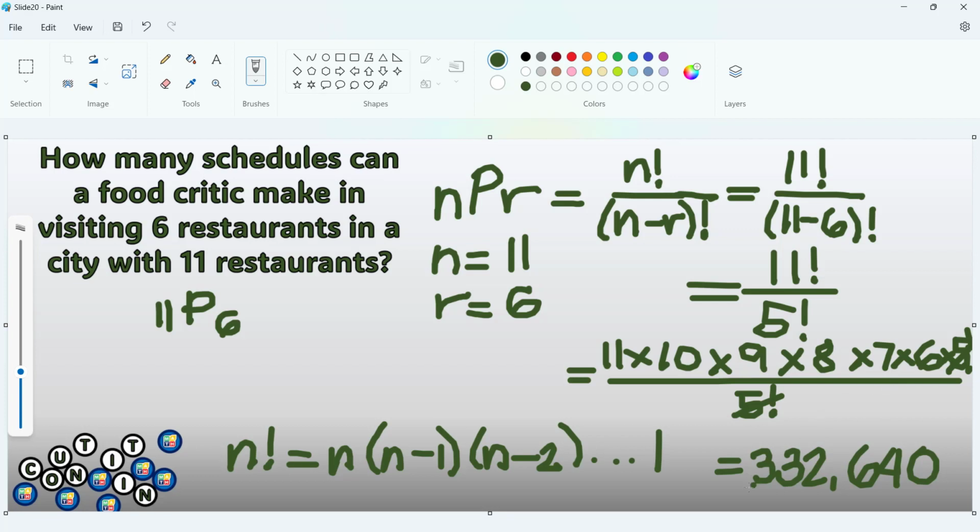Take note that there's a lot of possibilities because you are taking 6 restaurants only out of 11, and it follows the concept of permutation because you are talking about schedules, and arrangements of the selected 6 restaurants are counted differently when rearranged. So this is how we show the answer for this situation, as we have 332,640 possible schedules. And that's counted in.